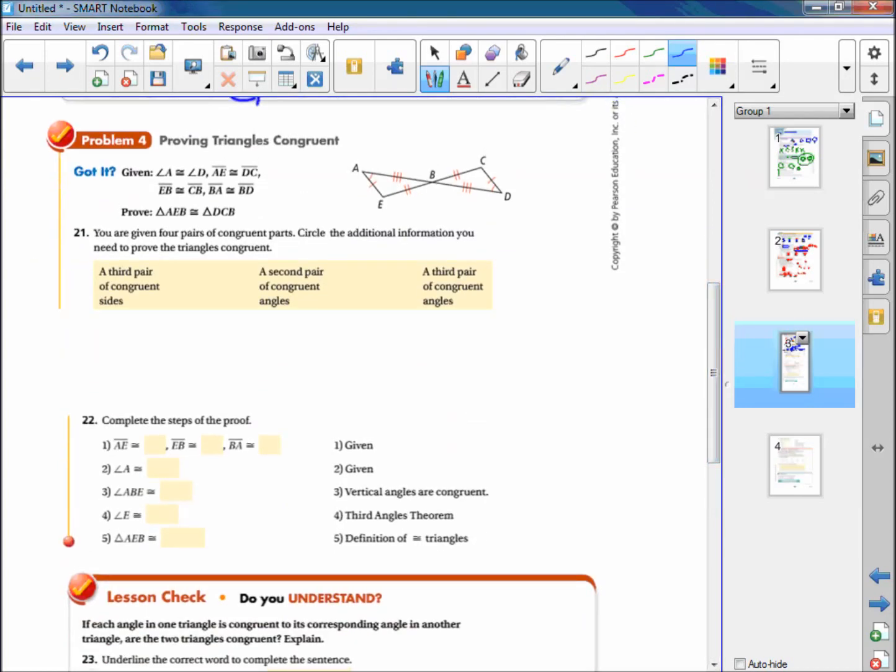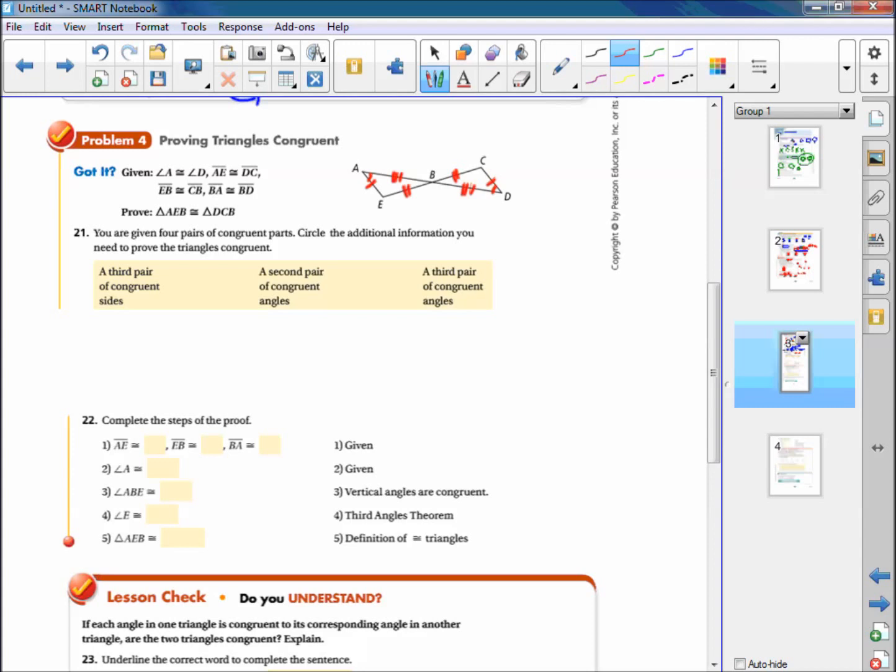Prove triangles are congruent. So given this information, we have A and D the same, so that's already marked on our picture right here. And we have AE is the same as DC, so that's marked on our picture with those two little marks. And we have EB is the same as CB, that's marked with these two marks on each side. And then BA and BD are the same, so they have three little marks on each one of those segments to show that they're the same. We want to prove that triangle AEB is the same as triangle DCB.